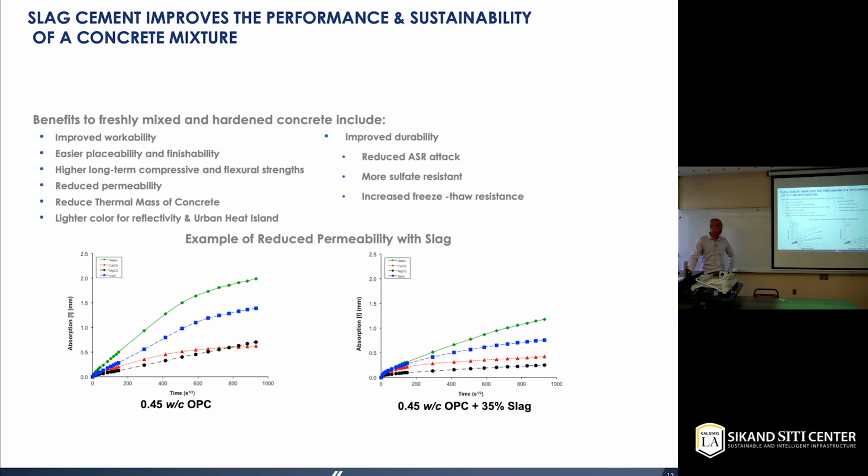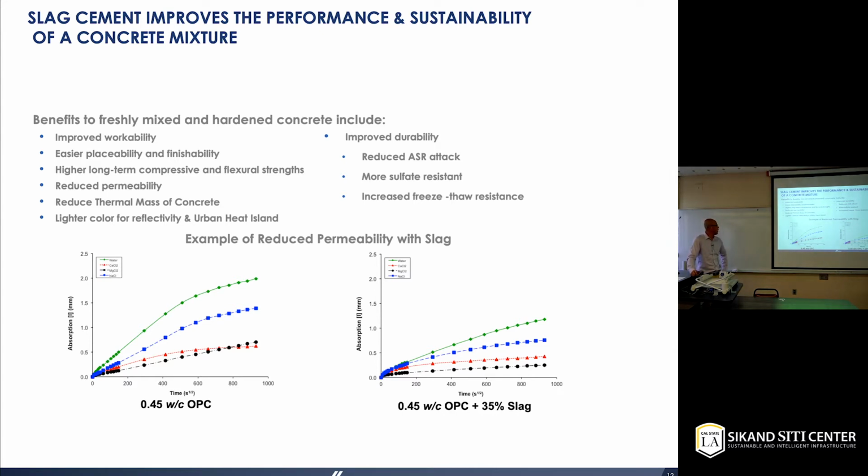At the same time, as you can see in some testing results at the bottom, absorption over time for 4 different types of chemicals. Those are the conventional Portland cement concretes. Those are the concrete with 35% slag replacement. As you can see, it can reduce the absorption, which means reducing the permeability of those materials, and that's going to increase the durability of your concrete.